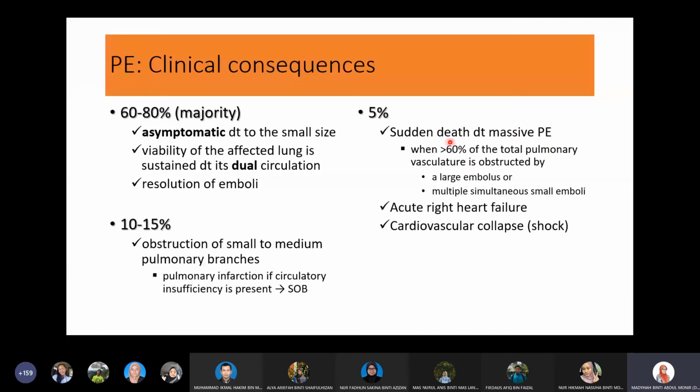Because more than 60% of the total pulmonary vasculature is obstructed, either by a large embolus, one big embolus, or by multiple small emboli occurring simultaneously. Simultaneous means at the same time. That's why you develop sudden death. Besides this, you can develop acute right heart failure, and the patient can collapse, with cardiovascular collapse or shock. That's only in a small percentage, about 5%.